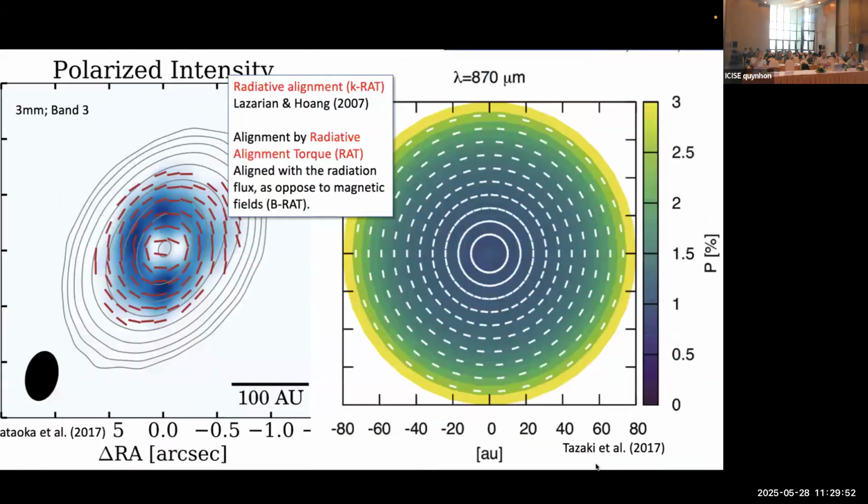This pattern was initially proposed by Tazaki, that they are coming from radiation-aligned dust grains, and the dust grains are aligned such that they have the short axis along the radial direction, and the azimuthal pattern will be produced by azimuthally aligned dust grains. We did some investigations into this system, and this explanation has some problems, especially in the azimuthal variations.